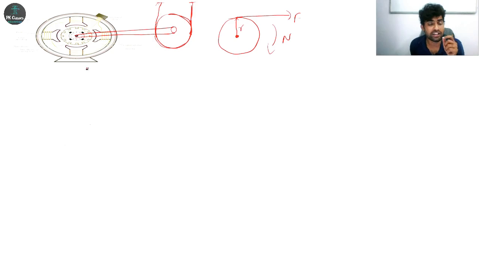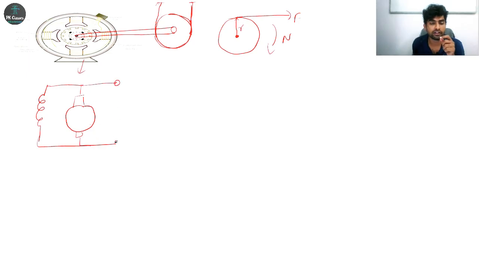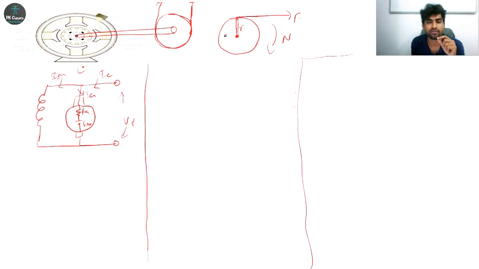I will draw the internal circuit diagram of this. There is a field winding and an armature, and there is a supply voltage here, the terminal voltage. Inside the armature we have armature conductors and EB. This is EB and this is RA. This one is IL and ISH. Whatever current flows here is IA, the armature current. We'll start the derivation. Just assume this pulley or drum is rotating.